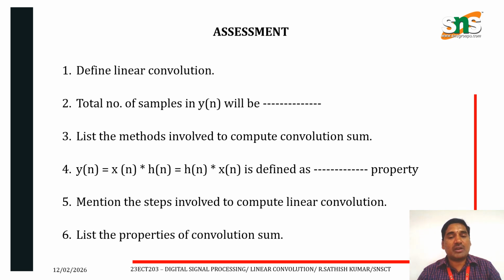Mention the steps involved to compute linear convolution. There are 4 steps involved: folding, shifting, multiplication, summation. List the properties of convolution sum. That is commutative property, associative property and distributive property.